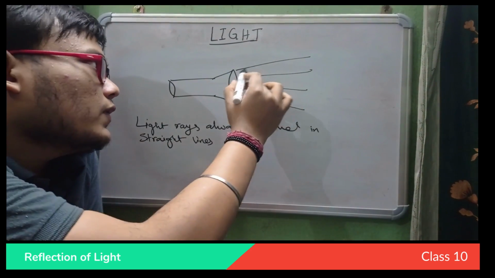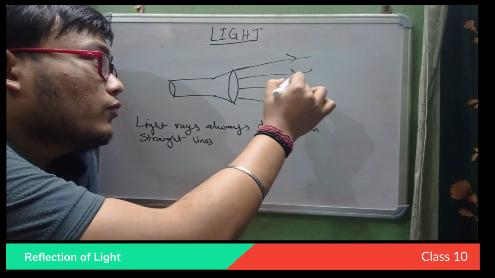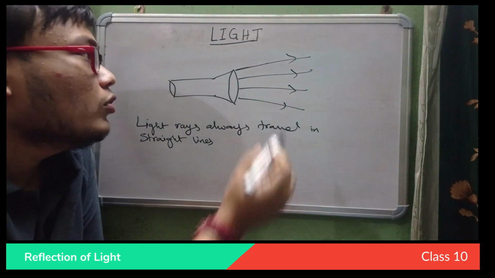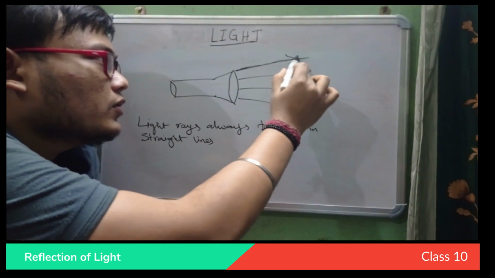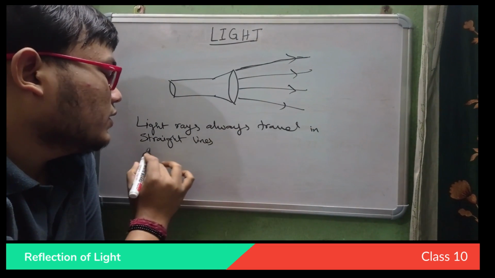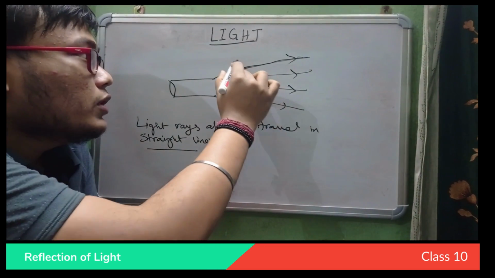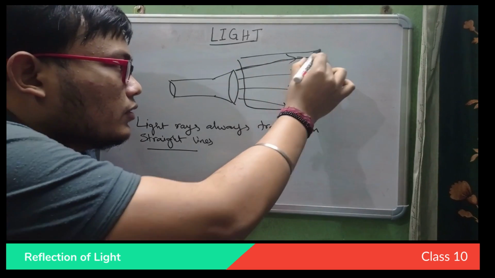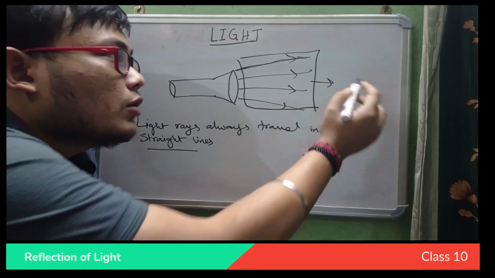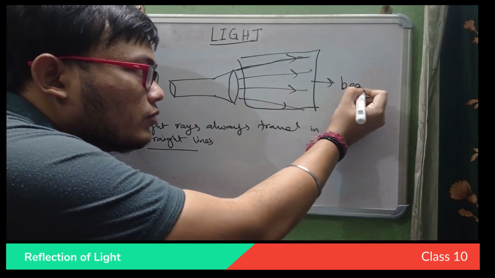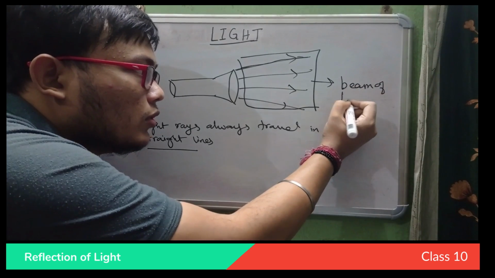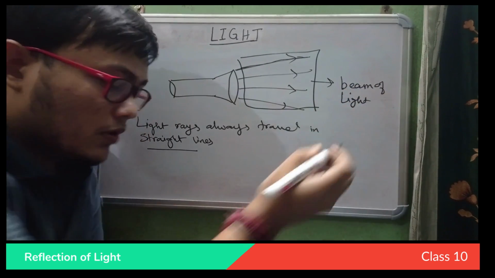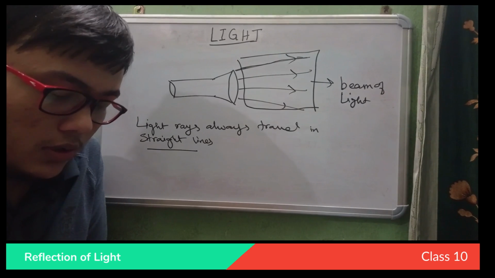For light rays we have to give an arrow. So for a single ray, this is a light ray and it always travels in a straight line. If we consider a bunch of these light rays, this is known as a beam of light. A bunch of light rays together form a beam of light.